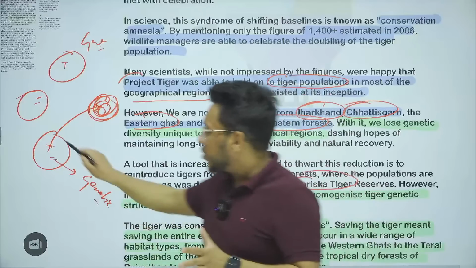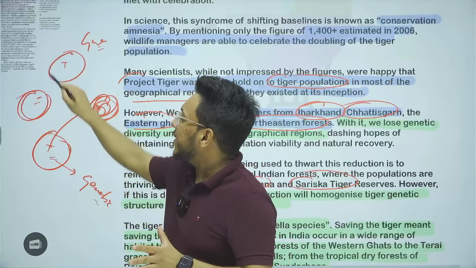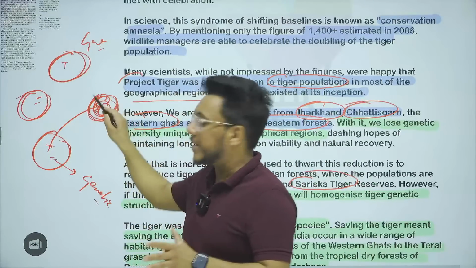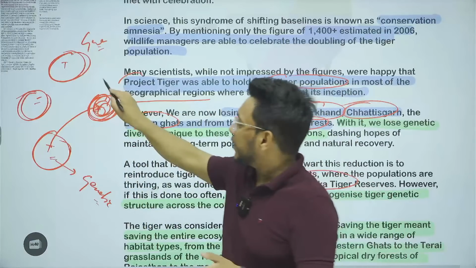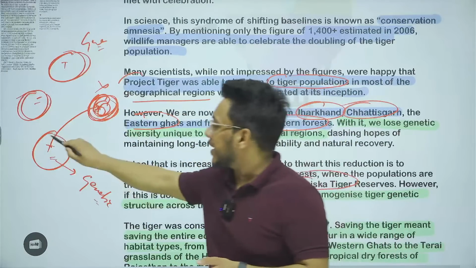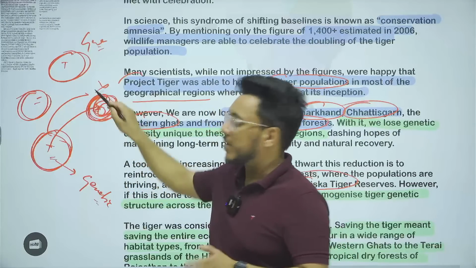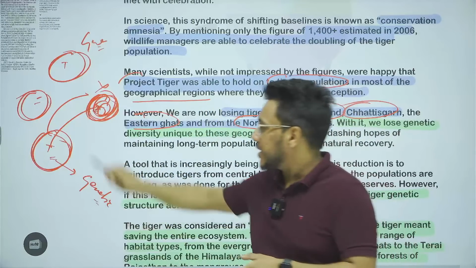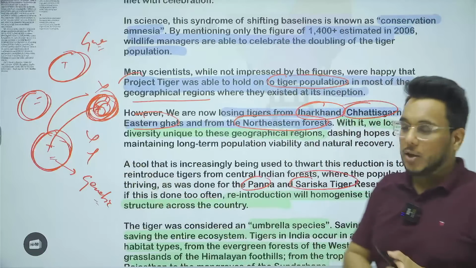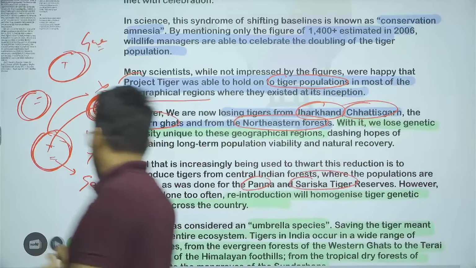So we need to ensure that in different pockets, different tiger populations with different gene pools are preserved. But when tigers are being lost at one place and we are translocating tigers from this place to here, essentially here and here, the genetic diversity is the same. This is not a very correct thing. So this is something which is going to be a concern.